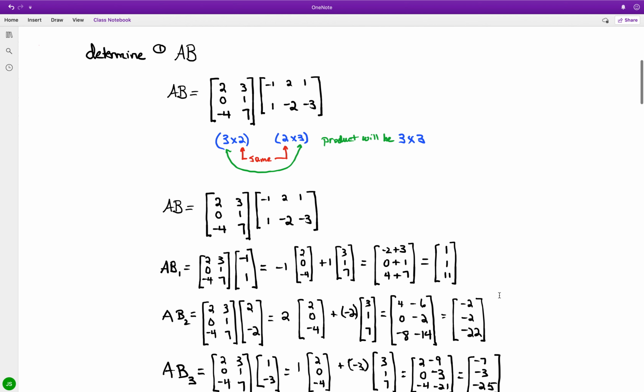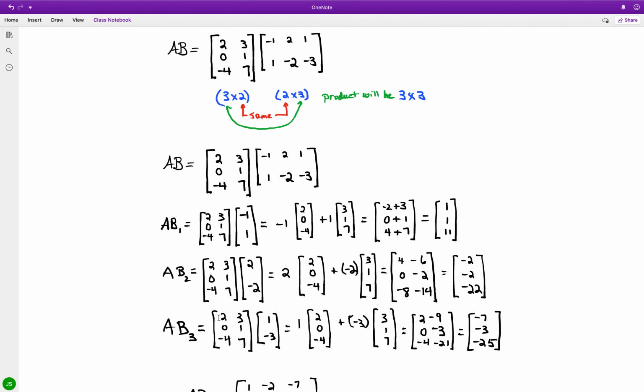Now for Ab2, I have matrix A again, and this time B2, the second column, which is 2, negative 2. Running through the same kind of operation, I think of 2 as x1 over the first column and negative 2 as x2 over the second column, just like what we had with the vector equations. For this output, we have negative 2, 2, and negative 22.